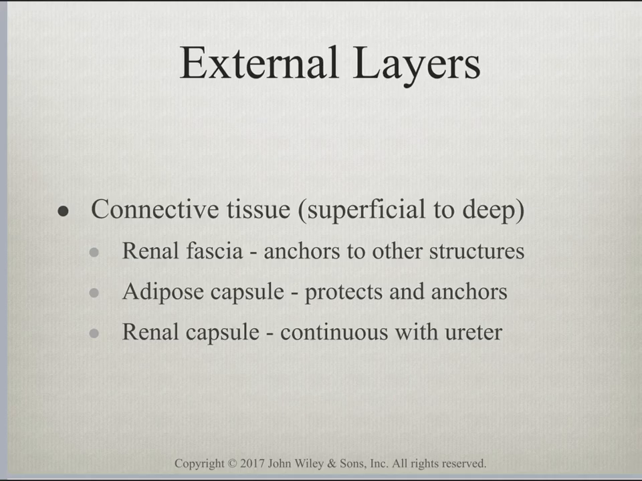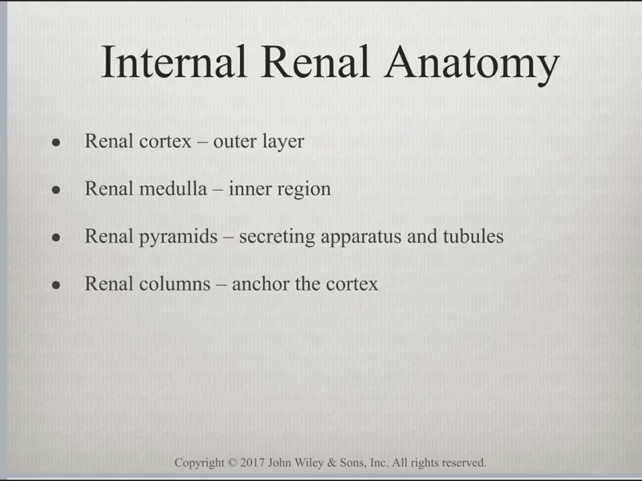We can go back to those external layers, look at that connective tissue. Again, bundles of collagen fibers, dense, fibrous connective tissue that's going to form that renal fascia that's going to anchor those kidneys down with the adrenal glands on top and anchor them to other structures. We have a fat capsule. Again, that is an adipose capsule that's going to help protect as well as anchor. And then lastly, a renal capsule that is going to surround the entire kidney, and it's going to be continuous with ureters.